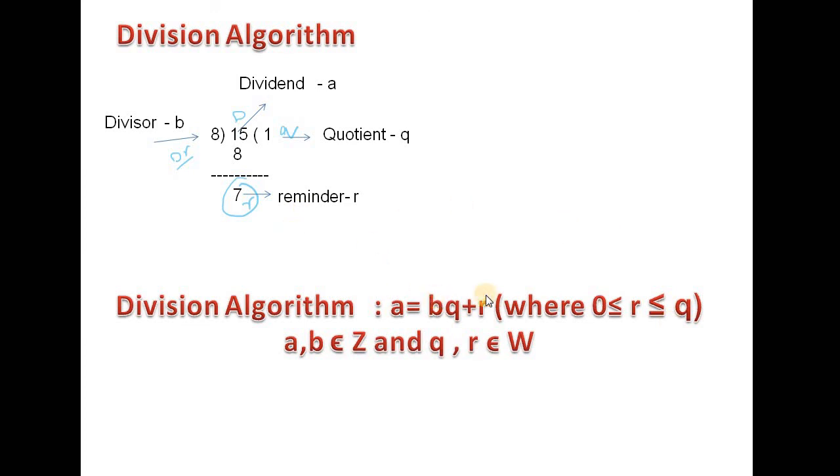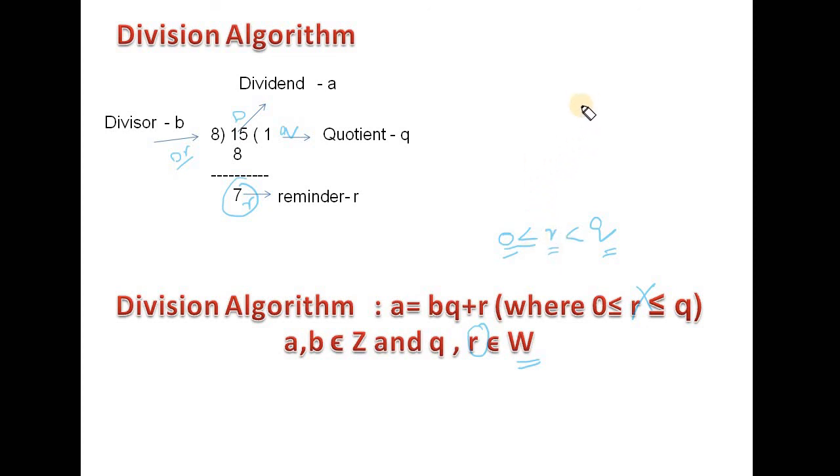Saying R less than Q is not correct. So you can say 0 is less than or equal to R less than B. The R is your remainder and Q is your quotient. So when you say R, it belongs to whole numbers. Sometimes the remainder may be 0, or it could be less than the divisor.